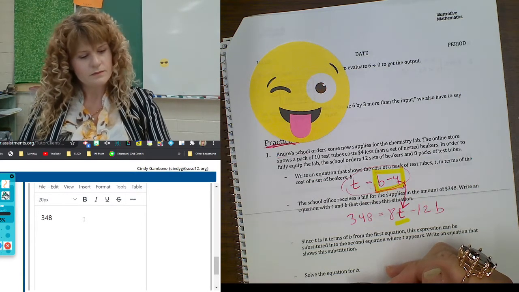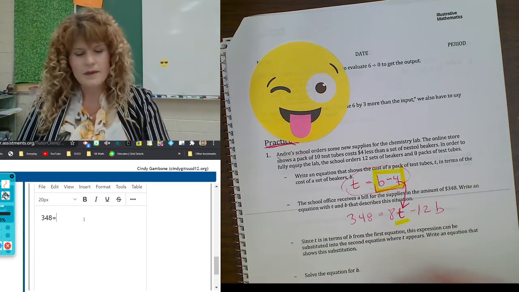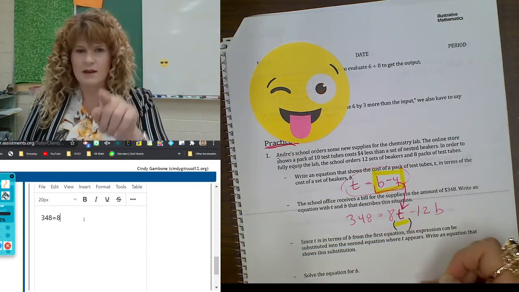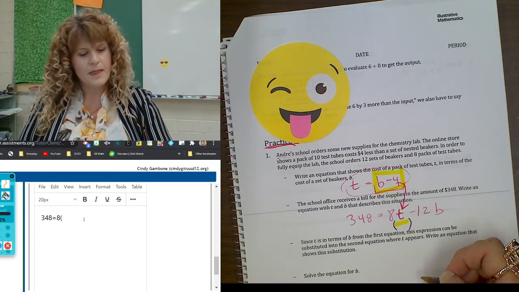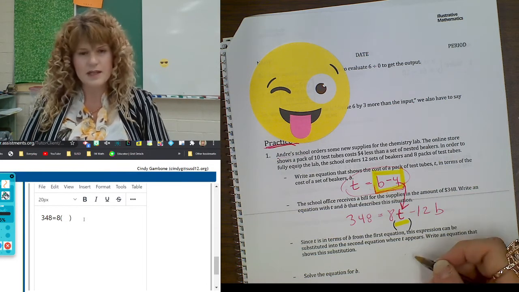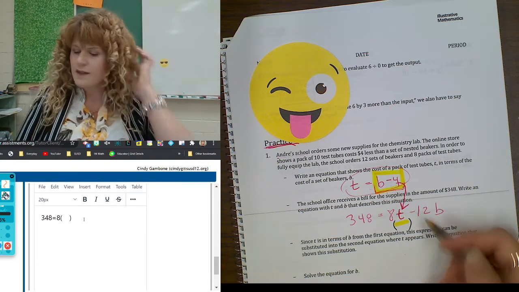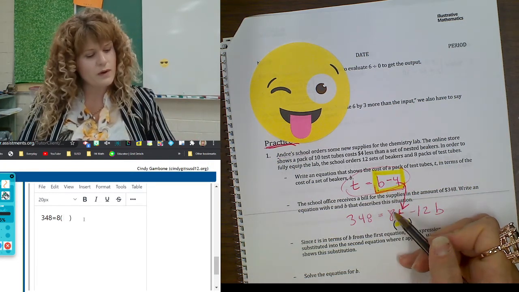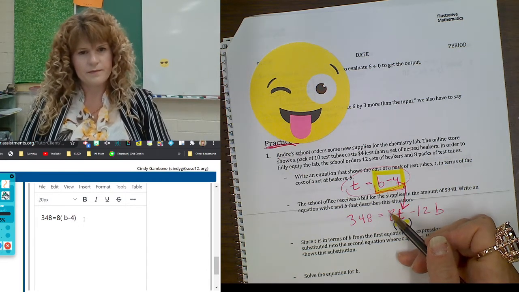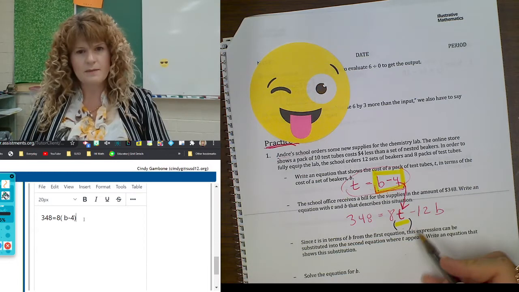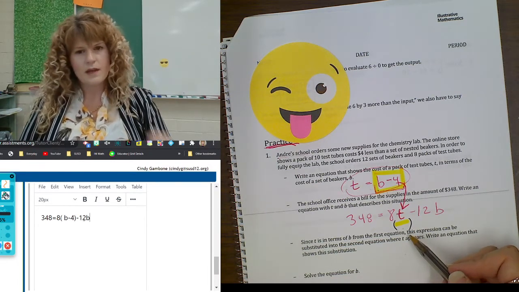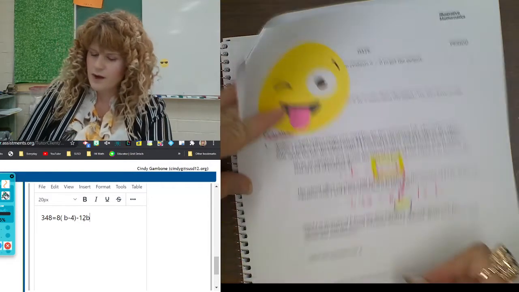348 equals 8. Now, where do you see the T? I'm going to put parentheses on my screen. See the parentheses? That's where I put in the value of T with substitution. The value of T is B minus 4. That goes there. Okay, and then keep going. Minus 12B. Bing. I'll show you how I did that.